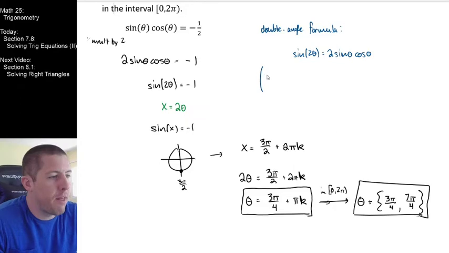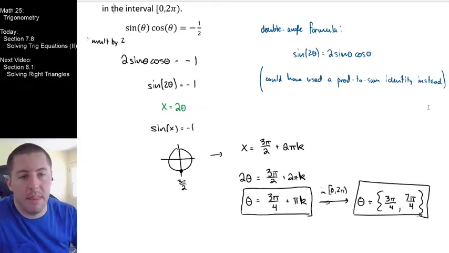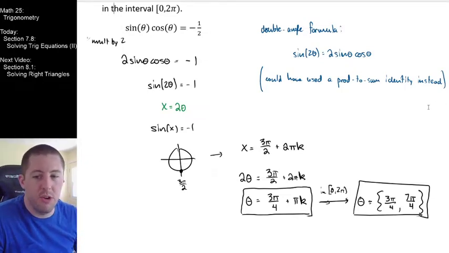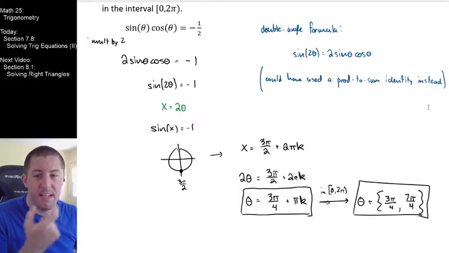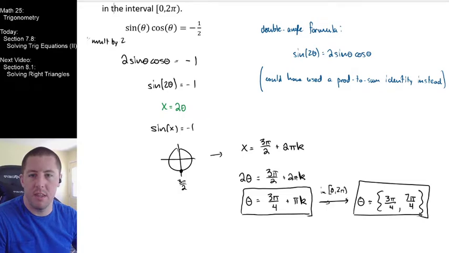I do want to say here, by the way, as my last note, that we could have used a product to sum identity. I just want to say that was possible right there. I think this identity was the easier of the two to use, but we did see that formula for sine of theta times cosine of theta, and I've done it that way also, and it definitely works out that way. This is just the identity I chose to use in this context right here.